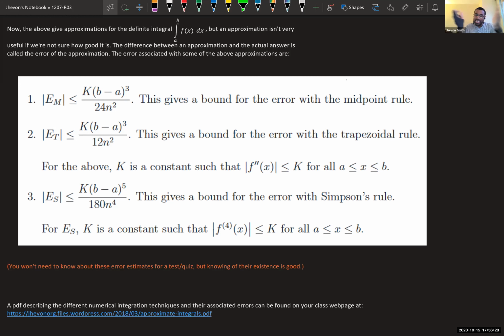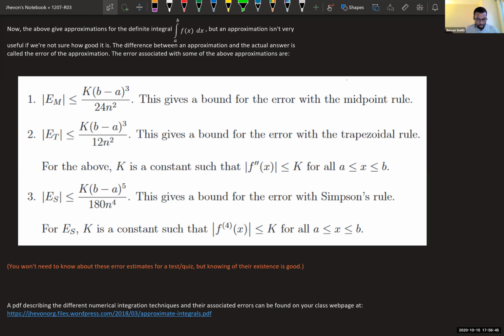How close the approximation is to the actual answer is always an important thing to worry about. So it's not just that I want to approximate; you want to know how good your approximation is. You want to be able to get to a reasonable degree of accuracy with the answer. And these are the equations that would help you do that. So you should know they exist.